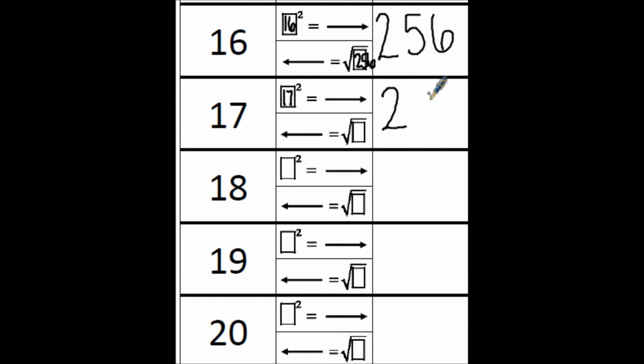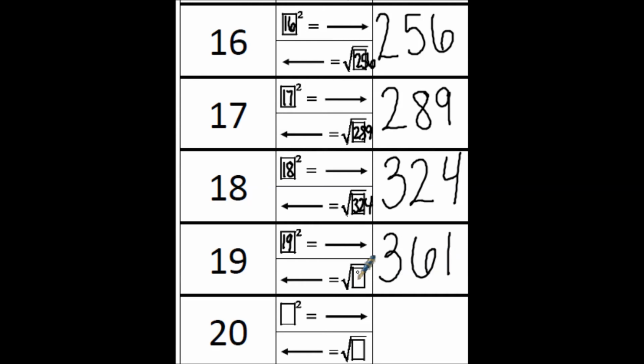Squaring 17 would get us our perfect square of 289, but taking the square root of 289 would get us back to our root of 17. Squaring 18 will get us to our 18th perfect square, or 324, and taking the square root of 324 would get us back to our root of 18. Squaring 19 will get us to 361, and the square root of 361 would get us back to our root of 19. Squaring 20 will get us to our perfect square of 400, and taking the square root of 400 gets us back to our root of 20.